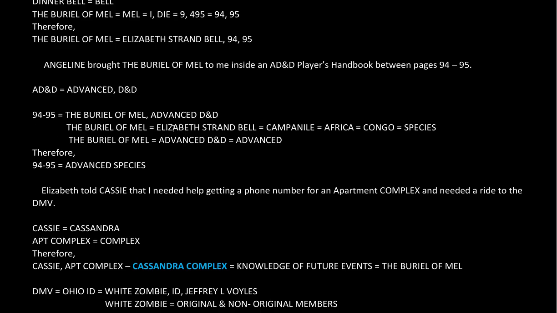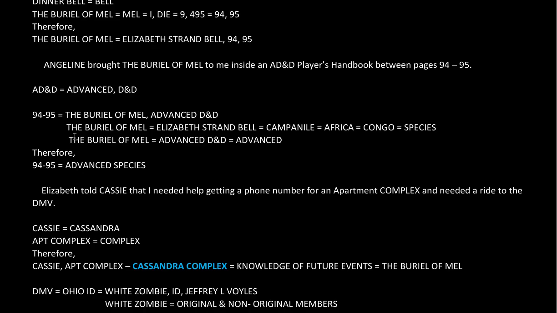Burial Mel contained the name Elizabeth Strand Bell, which is also coded connection to the Campanile Tower, which is located in Africa. Also located in Africa is the Congo. Congo is a movie I saw with Species. Therefore, the burial of Mel equals Species.